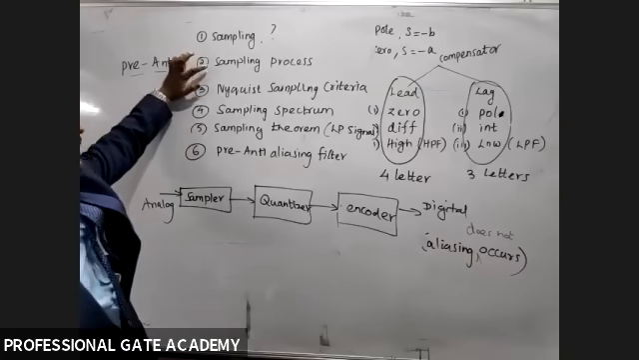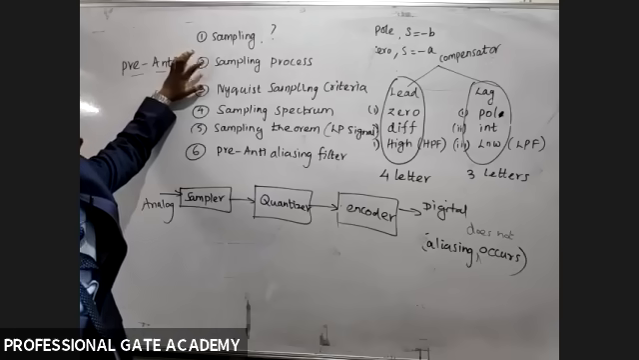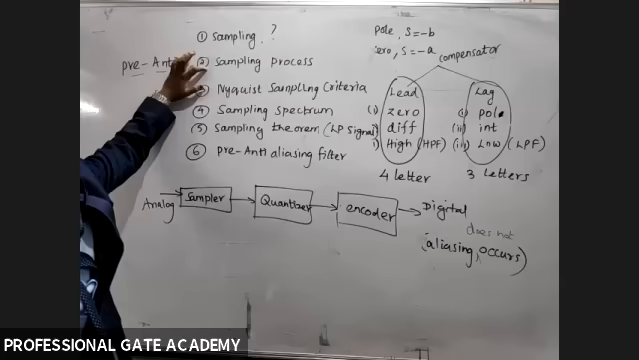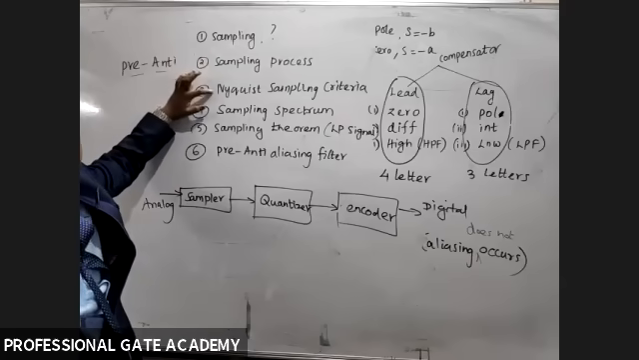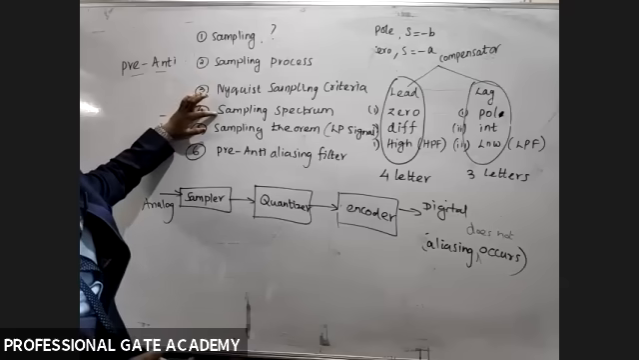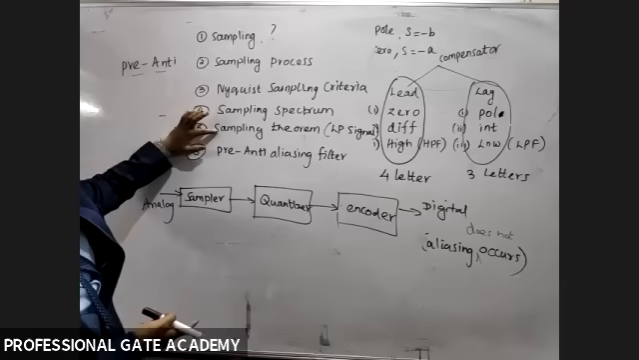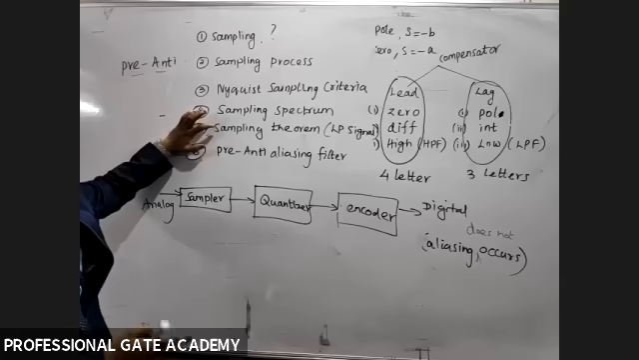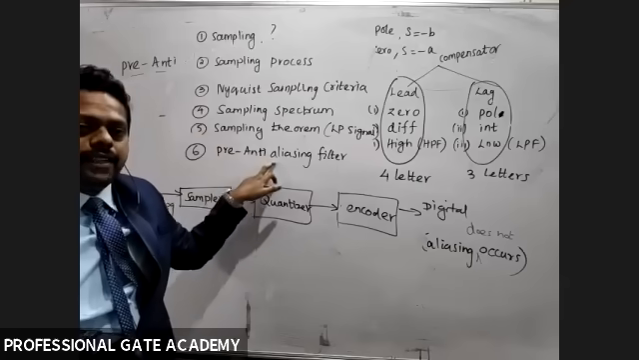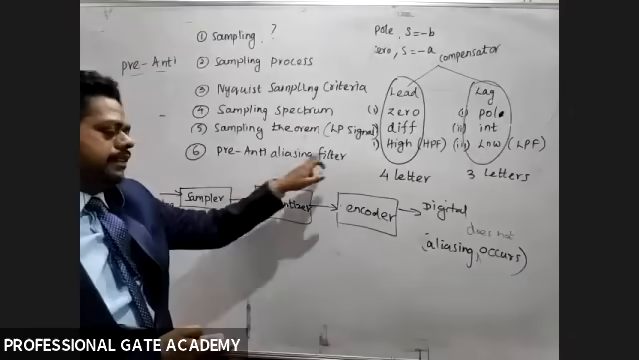So we studied the sampling process. Sampling is achieved by multiplying the analog signal with a train of impulses separated by Ts seconds. Then we studied the Nyquist sampling criteria, that the fs value should be as high as possible. Then we drew the sampling spectrum for oversampling, critical sampling and undersampling. In undersampling, we discussed aliasing. The next is the sampling theorem for proper reconstruction of the message signal: fs greater than or equal to 2W. Next, the pre-anti-aliasing filter, which is placed before the sampler to avoid aliasing. That's why it is called a pre-anti-aliasing filter.